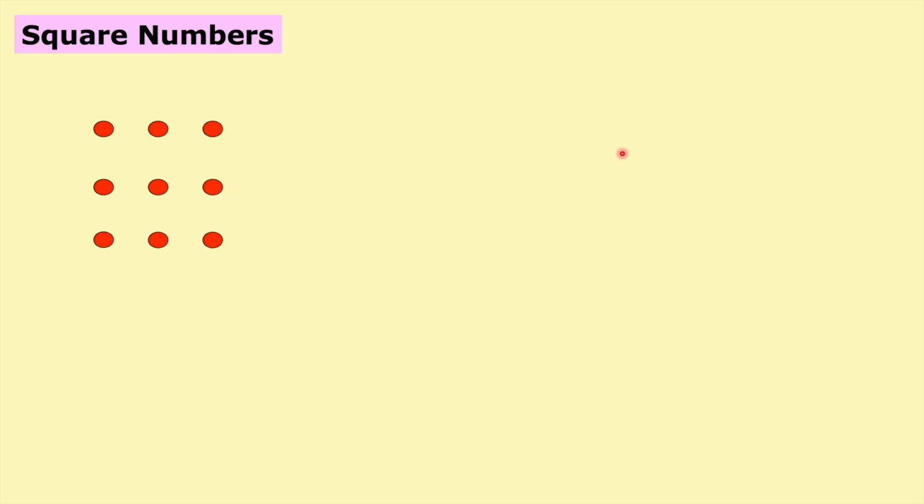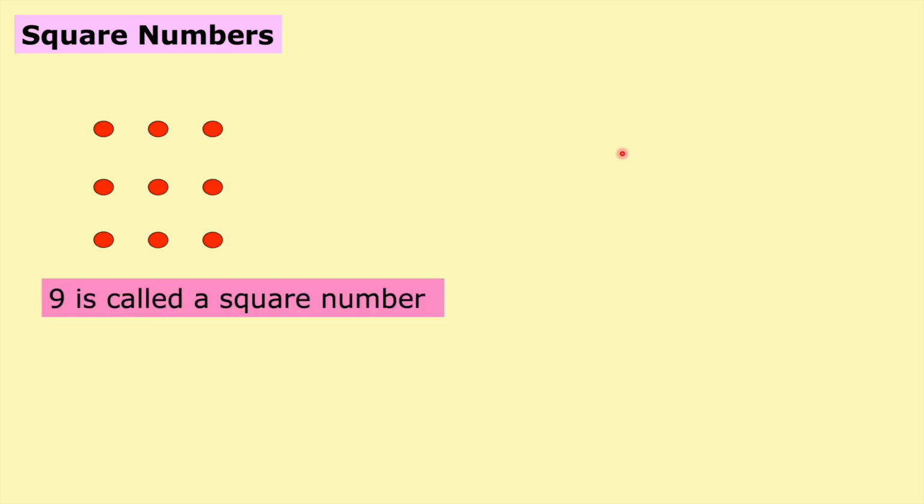So here we've got 9 dots and they've been arranged into a square. And that is why 9 is called a square number, because it can be arranged into a perfect square. So we would say that 3 squared, because 3 times 3, so we've got 3 columns by 3 rows, equals 9. And this is how it's written: 3 with a little 2 up the top. So 3 squared equals 9.